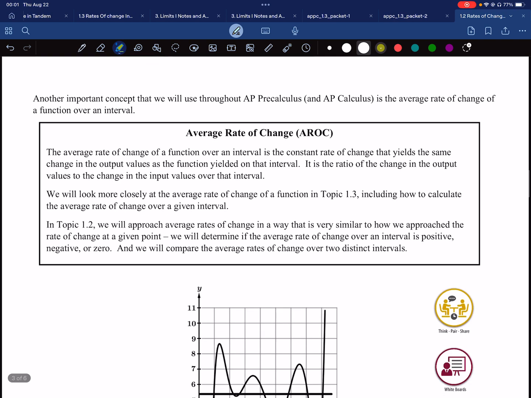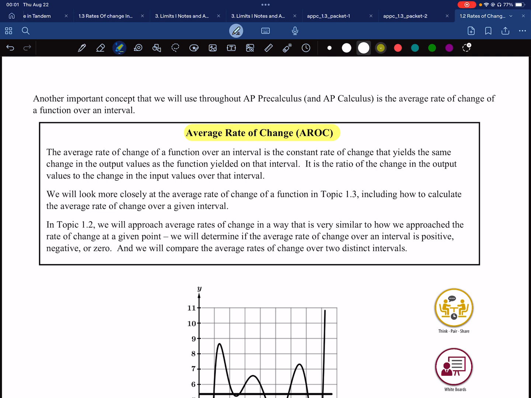Okay. Now, another concept that we're going to cover throughout this class is the average rate of change over a function. You actually know what average rate of change is. You've seen it before. It's just maybe we just called it rate of change instead of average rate of change. Now, we do like to abbreviate average rate of change as AROC, so we don't have to continuously write this.